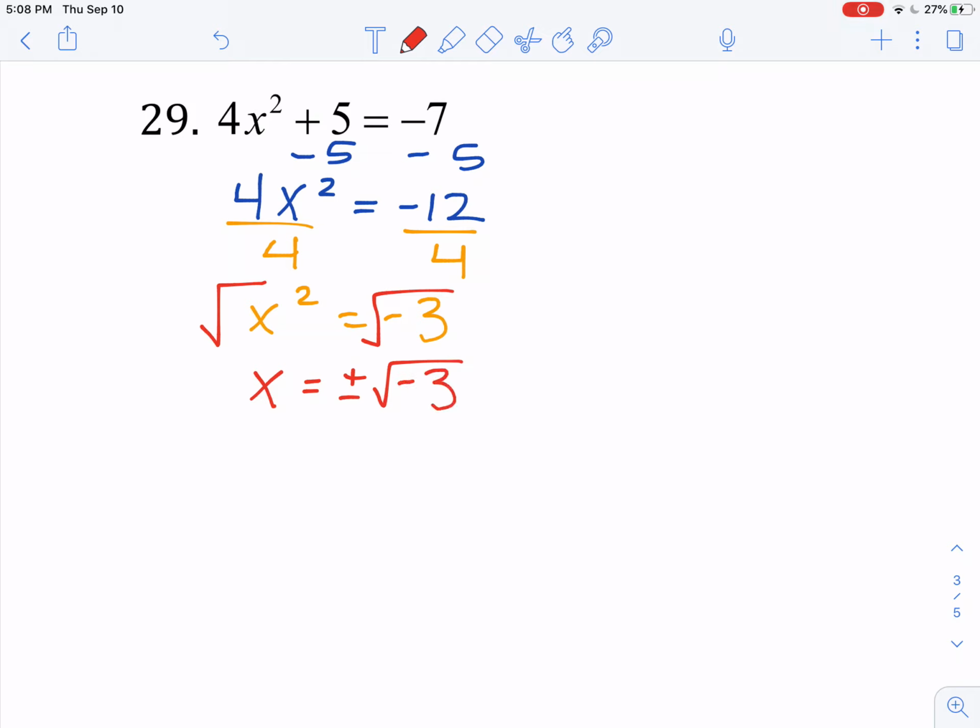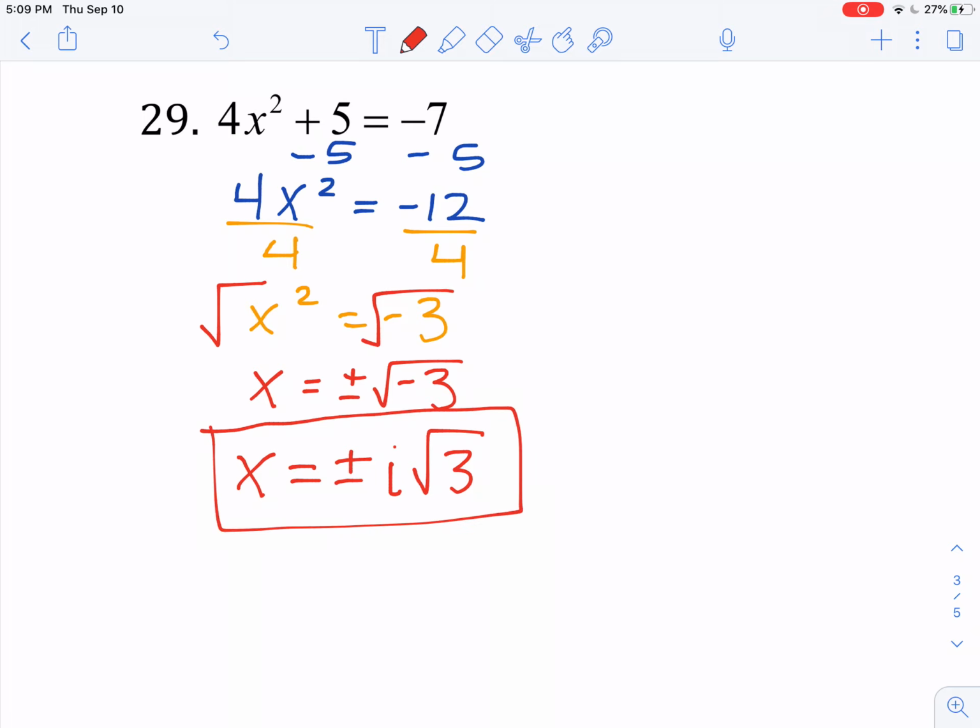Now when I have the square root of negative 3, I want to try to simplify. 3 is not a perfect square. It's not divisible by a perfect square, but notice there's a negative under the radical. We can never leave a negative under the radical. We have to always pull it out. If you remember, the square root of a negative 1 is i. So all we do is pull out the negative. It becomes an i, and then it's gone from under the radical. So the final answer for this is x equals plus or minus i square root 3.